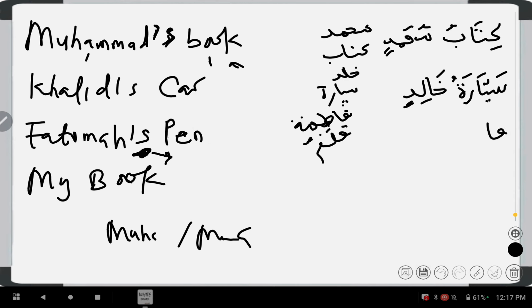Now we have Qalamu Fatimata. Qalamu Fatimata, Sayyaratu Khalidin. This one is ending with kasra, and Fatima is ending with fatha. Okay, I should actually not bring this example. But don't worry, I do not bring Fatima yet. But now kitabu. Now kitabi means my book. My in Arabic is represented as ya. All right, and kitabun is book.